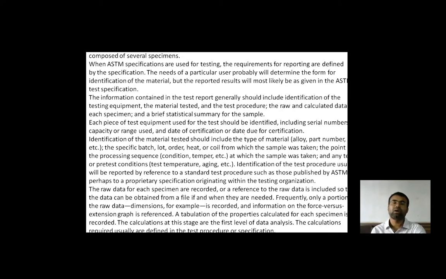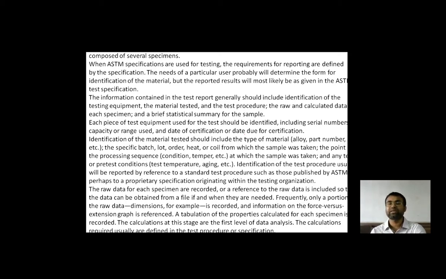So each piece of the test equipment used for the test should be identified, including serial numbers, capacity or range used, and the date of the certification or grade due of various certification. So these things need to be mentioned in that particular reporting.